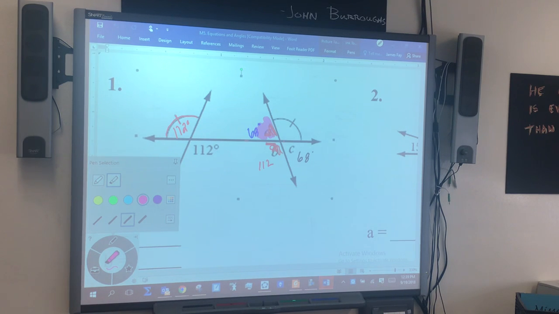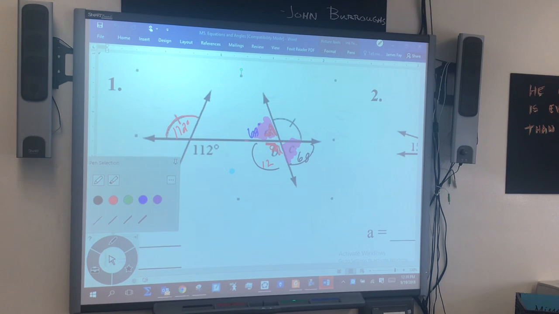It's vertical right there with that angle of 68, correct? Is there another reason why it's 68? Yeah, it's supplementary with that 112 right there, right? Is there a third reason that it's 68 and that it's supplementary with that 112, correct? So you got three reasons there why that angle might be 68.